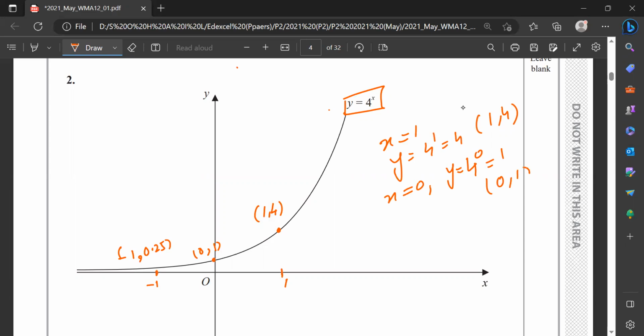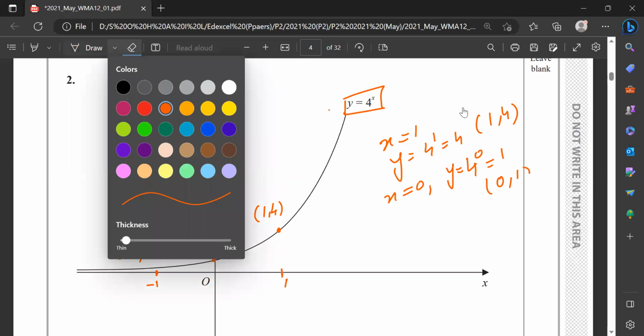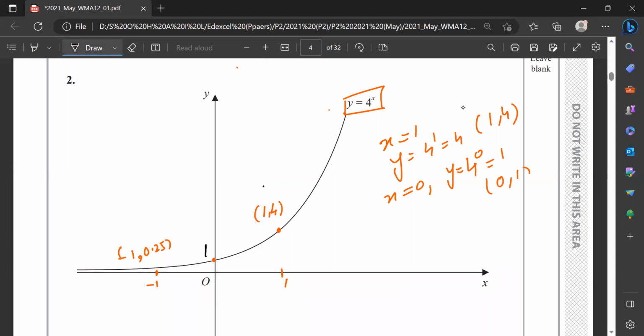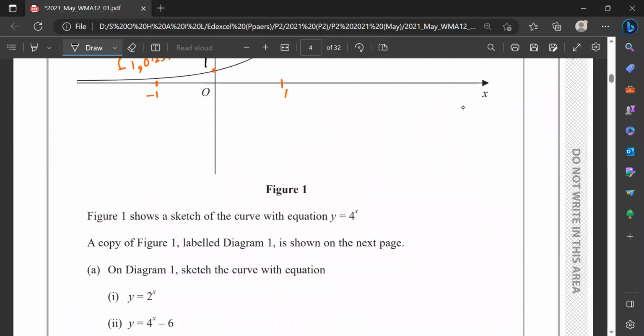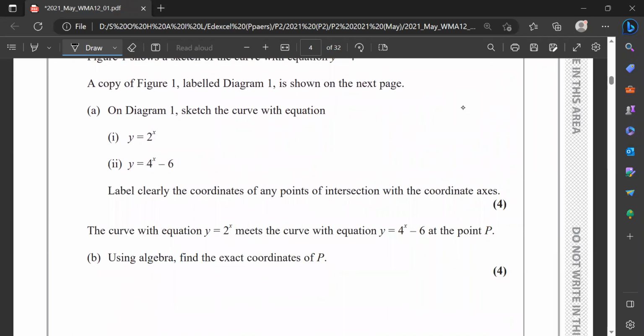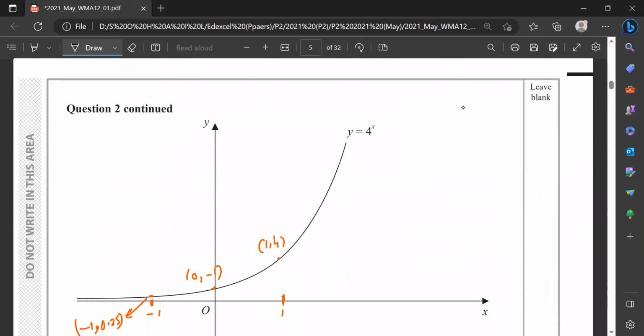The value of y is 1 here. And for x equals minus 1, y equals 4 to the power minus 1, which is 0.25. So these are the rough positions of the points on the graph of y equals 4 to the power x. In order to draw the graph of y equals 4 to the power x, you have to carefully mark the points, at least for 0, 1 and minus 1.